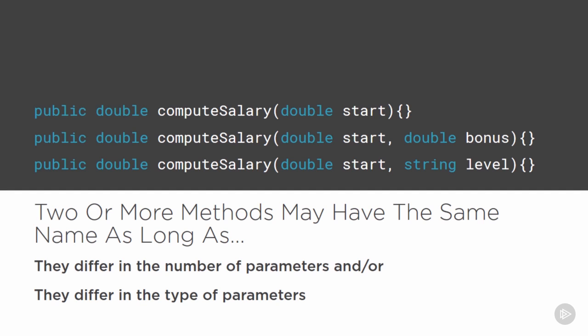If we look at the first compute salary, it takes a double. The second takes two doubles, that is a difference in the number of parameters. And the third takes a double and string. That has the same number of parameters as the one above, but it has different types. This can make coding much easier. Rather than having compute salary double, compute salary string, we can call them all compute salary.